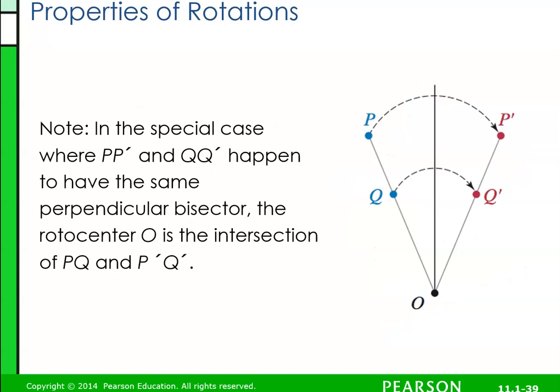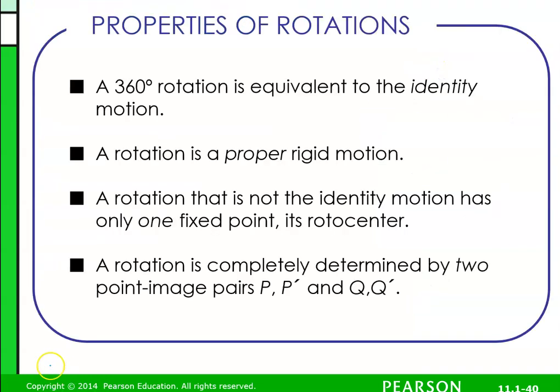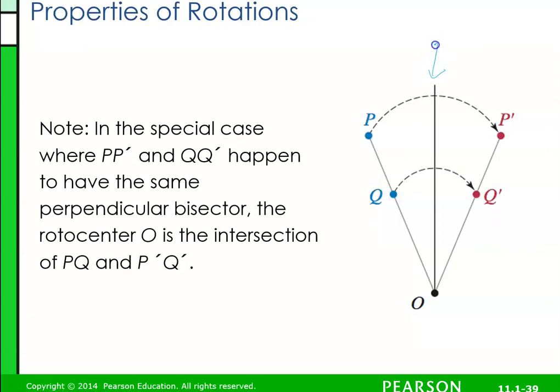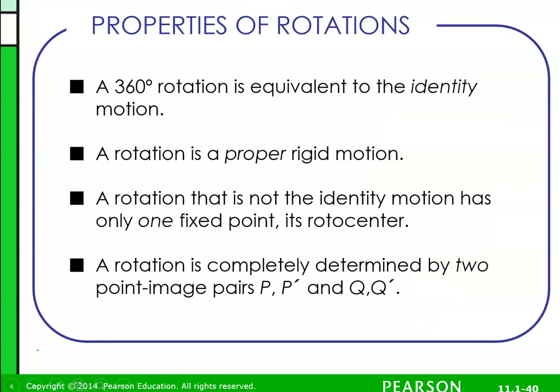Properties of rotations, again, still not new ones, but just adding some notes here. In the special case where P, P prime and Q, Q prime happen to have the same perpendicular bisector, the rotocenter O is the intersection of PQ and P prime, Q prime. So in other words, you find the perpendicular bisector, which happens to be the same for P, P prime and Q, Q prime. And then you just draw a line through PQ, draw a line through P prime, Q prime until it intersects. And that would be your rotocenter.